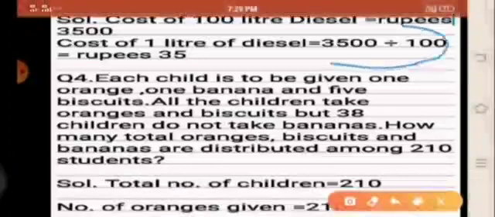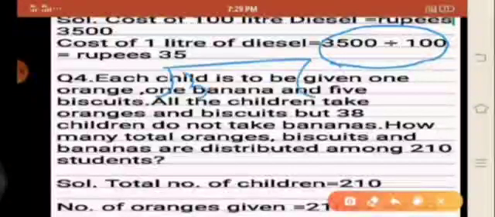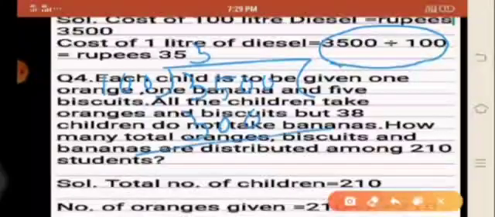3,500 divided by 100. I am showing you the division how to do. 3,500 we will put the division sign and then we will divide with 100. 100 threes are 300 and then we will do minus 0 0 5 0 and then 500. 100 fives are 500. So our answer is rupees 35.